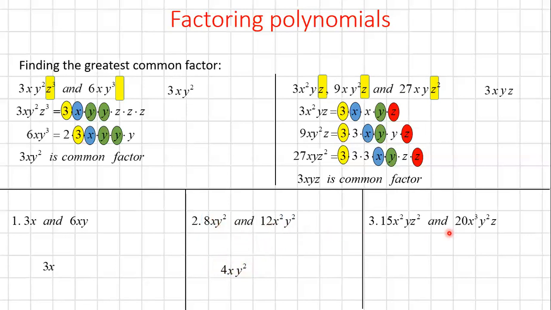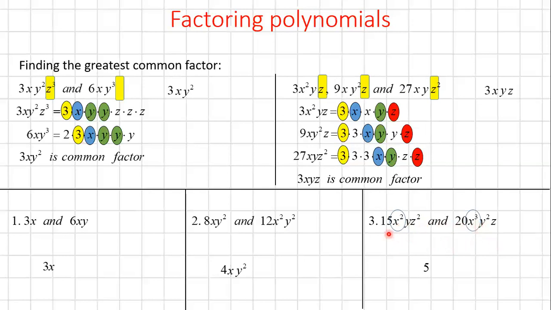Well, the third example: 15x squared yz squared and 20x cubed y squared z. Look at the numbers first, 15 and 20. The greatest common factor of 15 and 20 is 5. Then x squared and x cubed, the greatest common factor of x squared and x cubed.